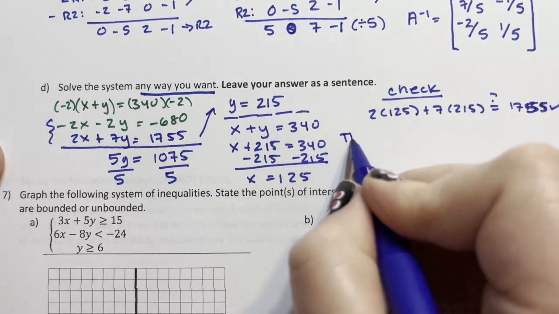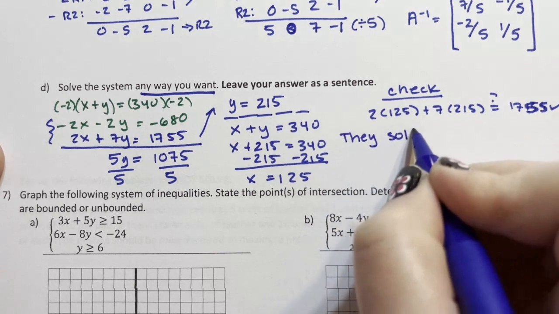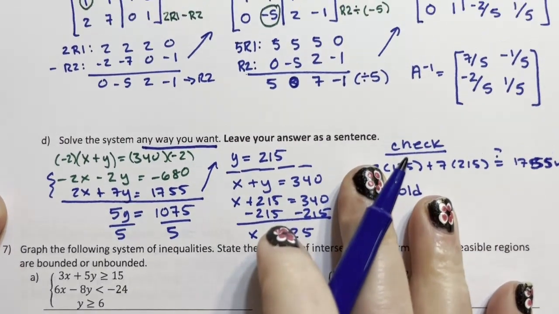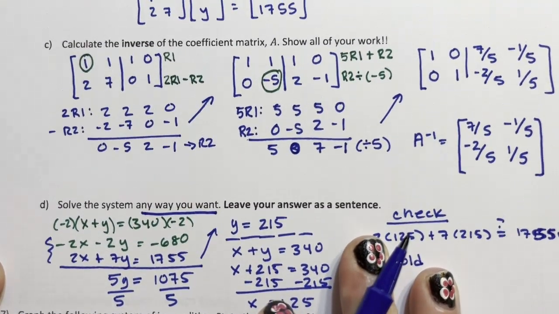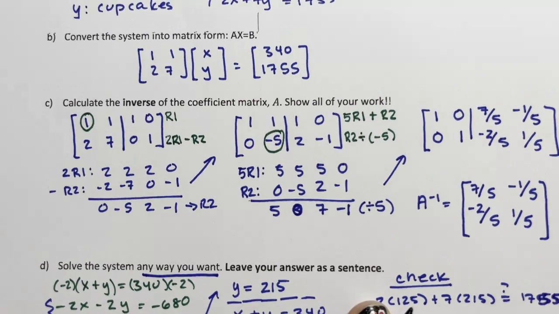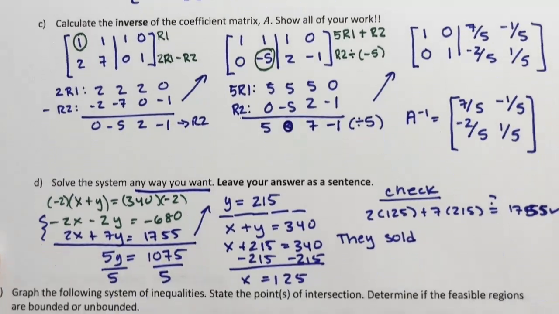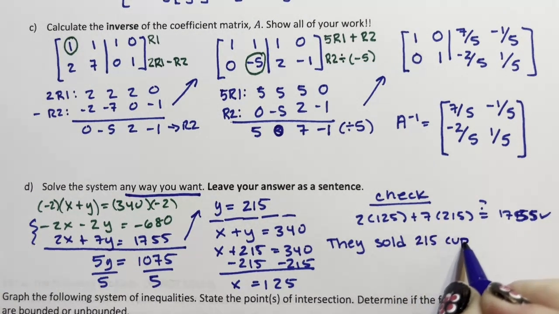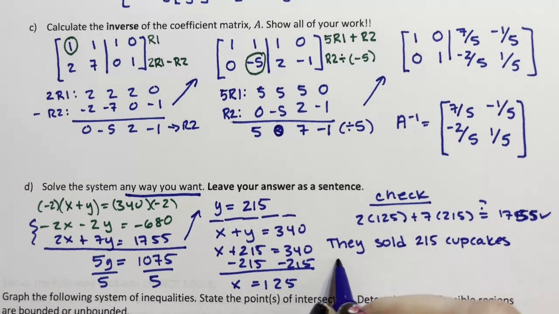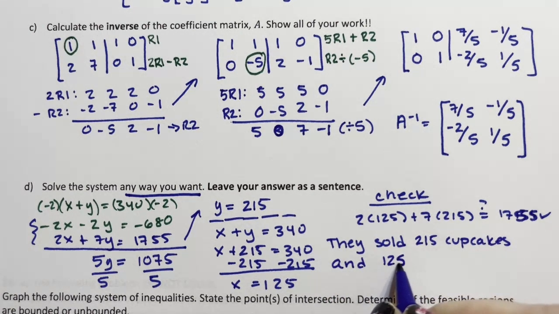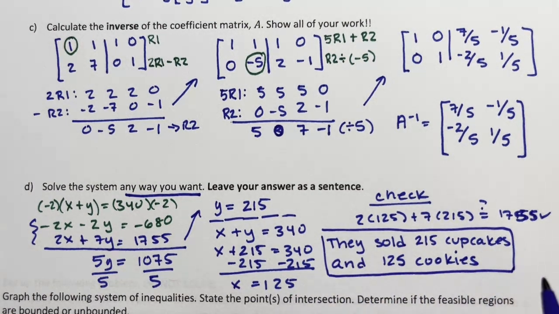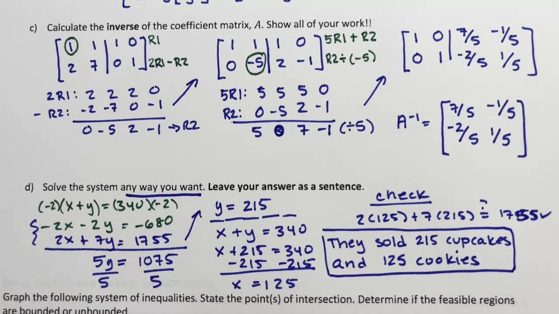So they sold, let's see, the 215 that I originally wrote, y, is cupcakes. So they sold 215 cupcakes and 125 cookies. Sentences do not need to be creative or complicated. There we go. So this is the problem.